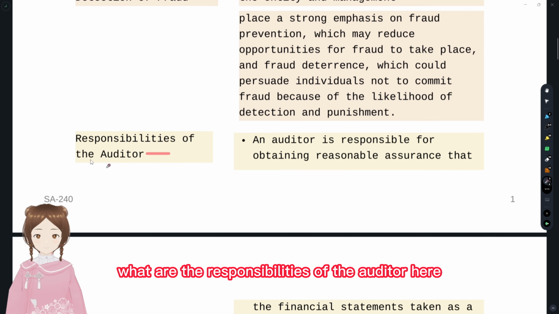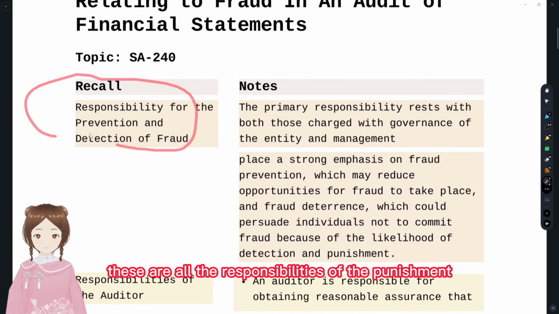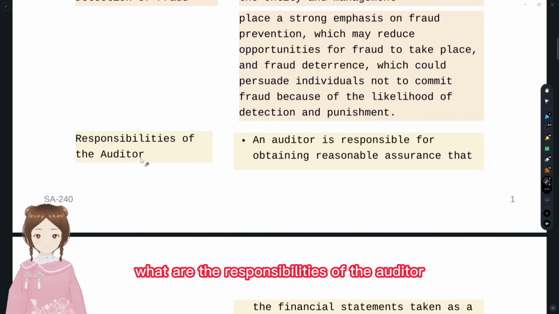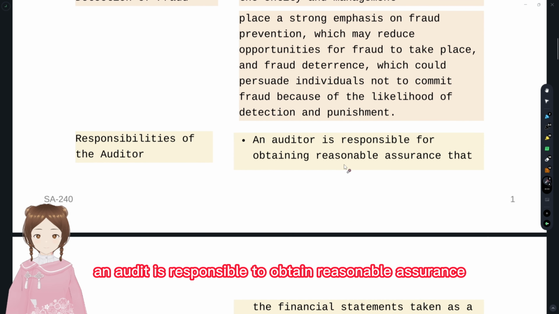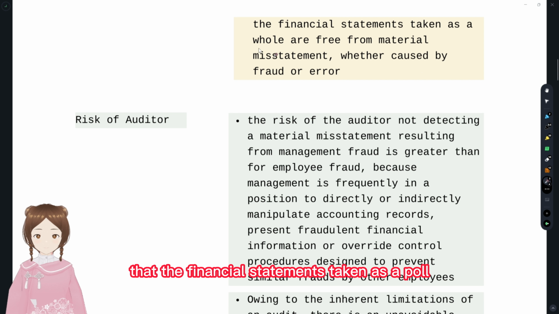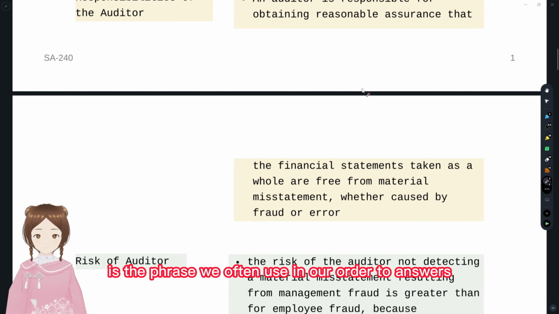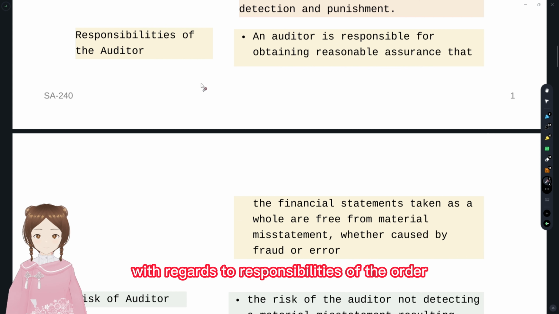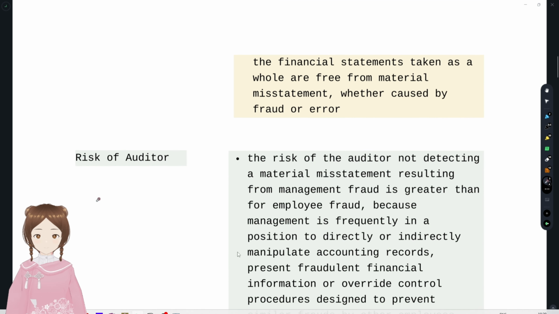What are the responsibilities of the auditor here? These were all the responsibilities of the management to prevent and detect fraud. Now what are the responsibilities of the auditor? An auditor is responsible to obtain reasonable assurance that the financial statements taken as a whole are free from material misstatement, whether caused by fraud or error. This is the phrase we often use in our audit answers with regards to responsibilities of the auditor. There is nothing much we could take from it.